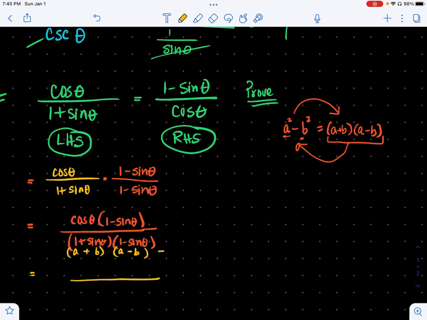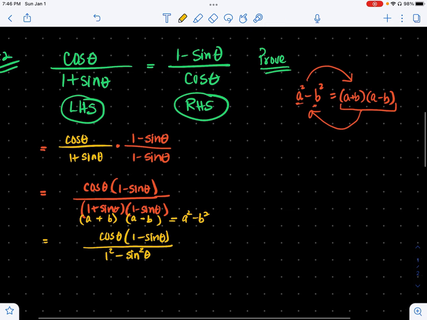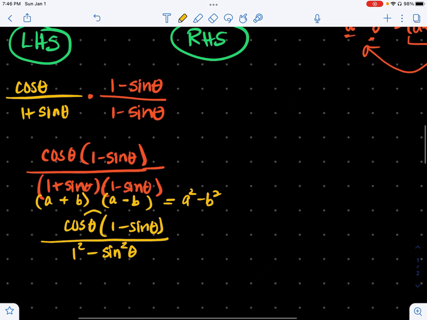Which means this can be simplified as a squared minus b squared. A is 1, so 1 squared minus sine theta squared, and the better way to write that is sine squared theta. It's the same thing as sine theta whole squared. Theta is not squared though, be careful. And I still have cosine theta times 1 minus sine theta in the numerator. I can go ahead and distribute this if need be. I don't know yet if I need it or not.